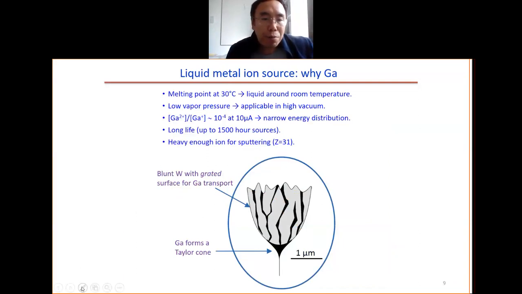When we pick gallium, first it melts at 30 degrees, a very low temperature, so it is very easy to get the liquid. It has low vapor pressure, so it's good for high vacuum, and the amount of doubly charged ions is almost negligible. It's 10 to the power of minus 4, very, very small. The lifetime, 1500 hours, is good enough. Atomic number equals 31, so we have heavy enough ions. The momentum is high enough, so it is efficient to sputter away the material from the sample.